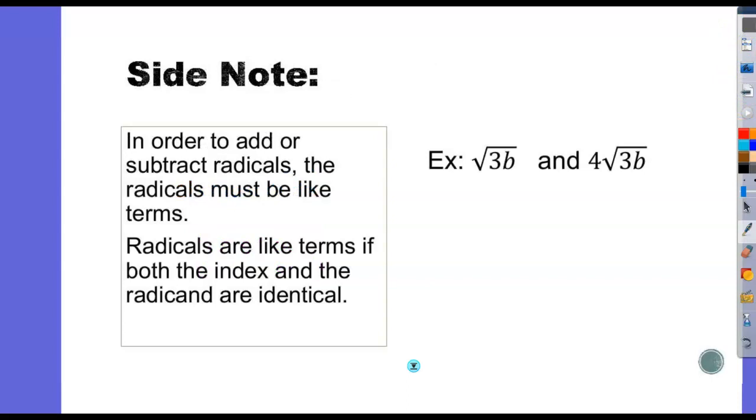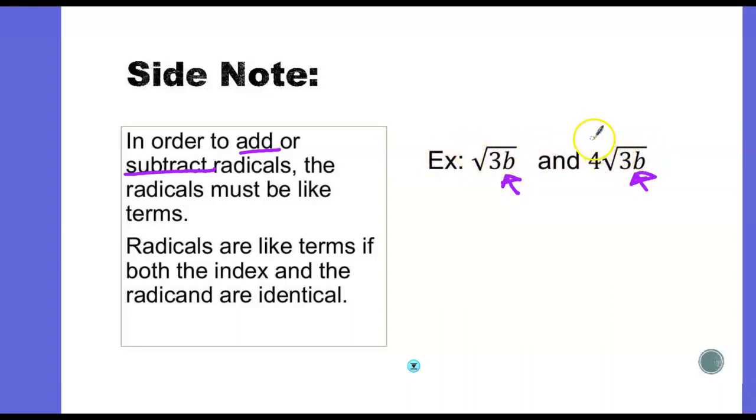All right, here's a little side note for you. In order to be able to add or subtract radicals, the radicals have to be like terms. And what like terms means is that your index has to be the same and the radicand has to be the same. So notice how both of these radicands are 3b and both of the indexes are 2. That would make those like terms. So for instance, if I wanted to add these together, I would have 1 square root of 3b plus 4 square root of 3b. That would give me 5 square root of 3b. I just add the outside numbers.